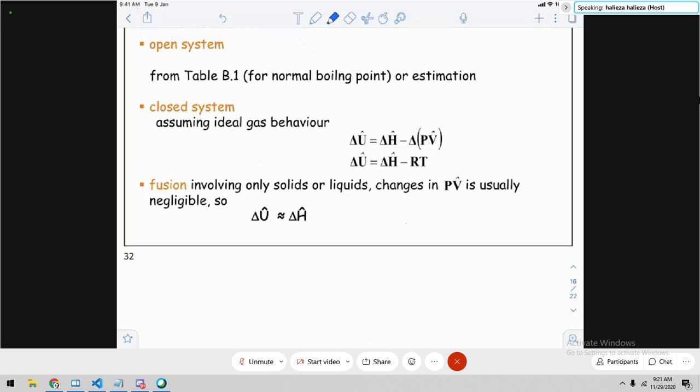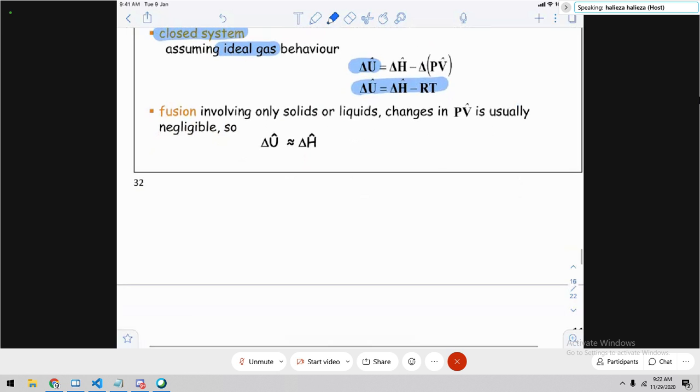If you have a closed system, then you'll be looking at change in internal energy. Again, you'll be using this equation. Change of enthalpy is equal to change of internal energy plus a change of PV. So you know about this. If you assume either gas law, this is your final equation. Normally, change of PV is very small. You can neglect it. You can really, really neglect it.